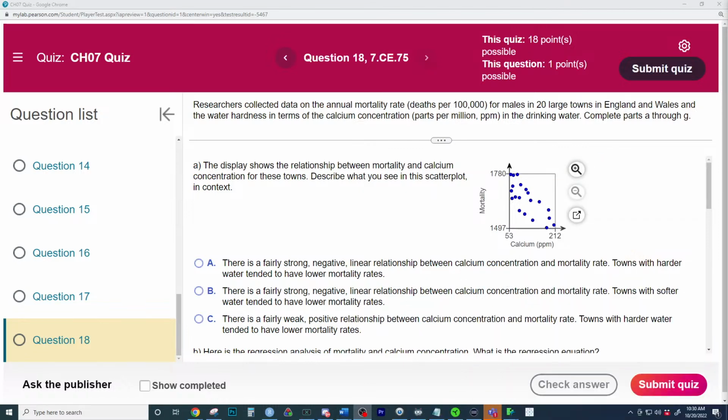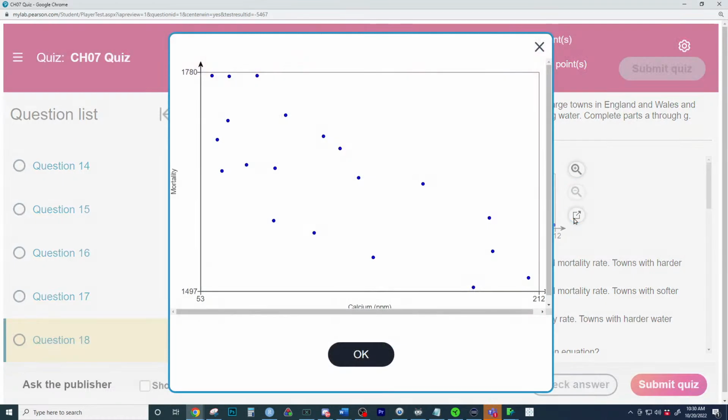So researchers are collecting data on the annual mortality rate, deaths per 100,000, for males in 20 large towns in England and Wales, and the water hardness, which is measured by calcium. Hard water is water that has more calcium in it. So this is harder water right here. This is softer water.